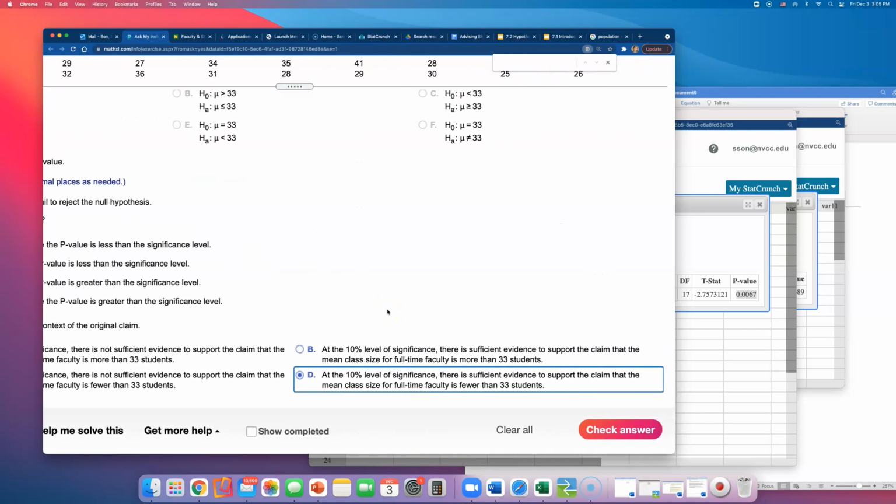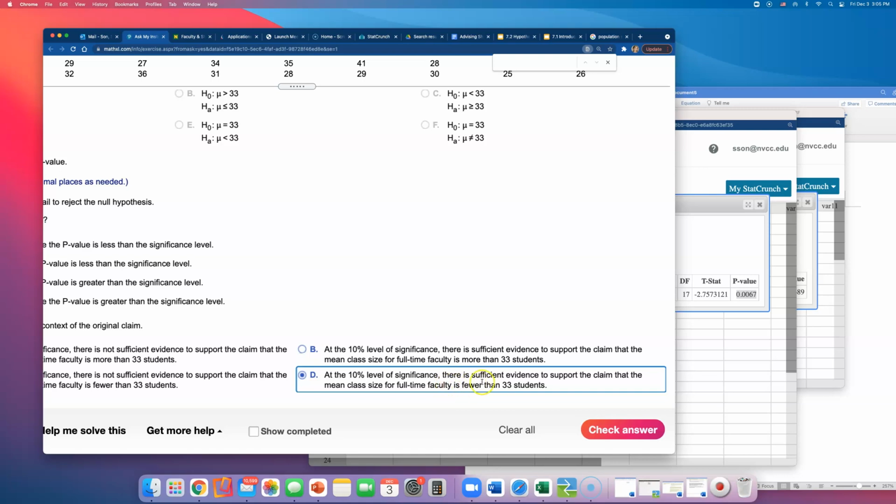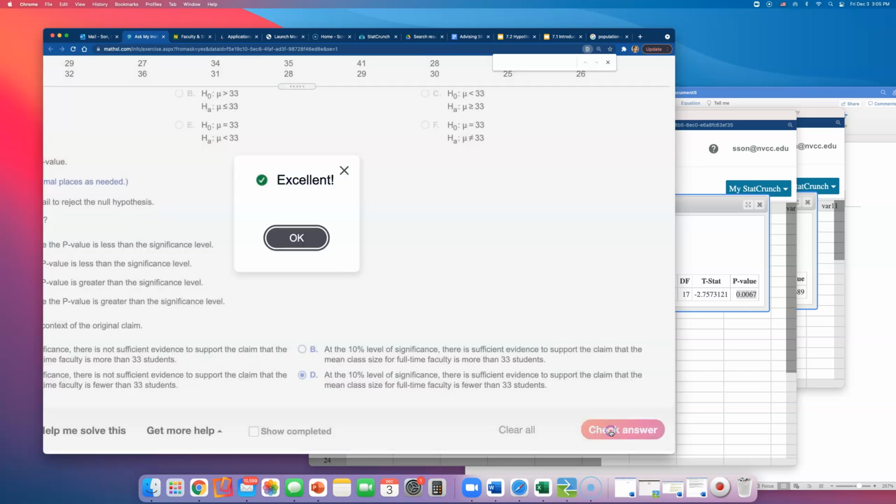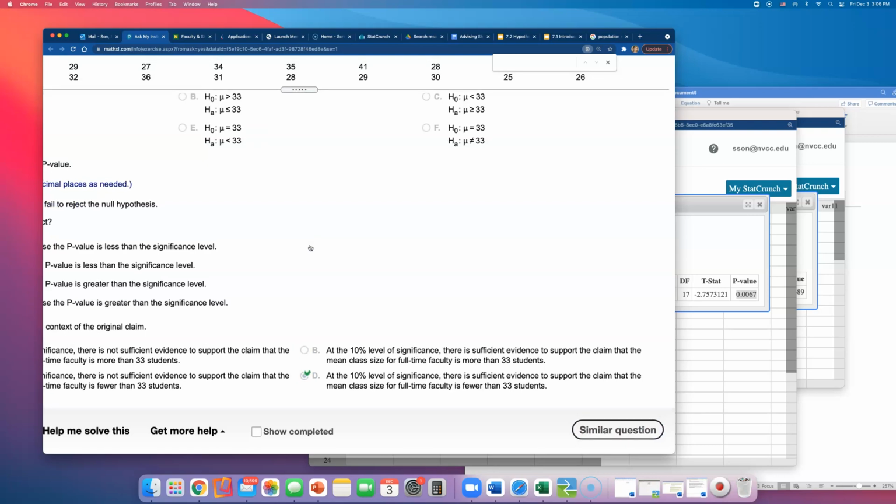So at the 10% level of significance, there is sufficient evidence to support the claim that the mean class size for full-time faculty is fewer than 33 students. So that is it for this question.